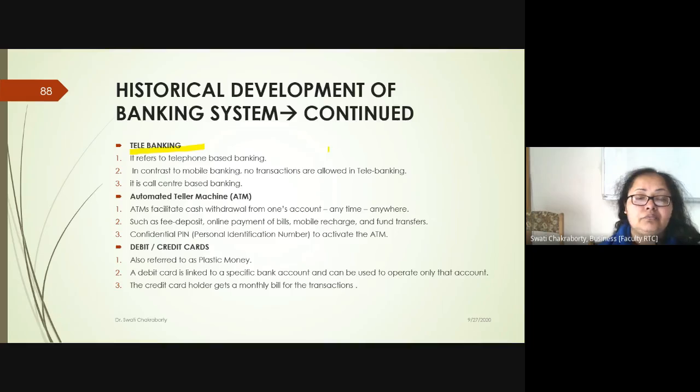Telebanking, which refers to telephone-based banking. So here, no transactions are allowed in telebanking. It's a call center-based banking.